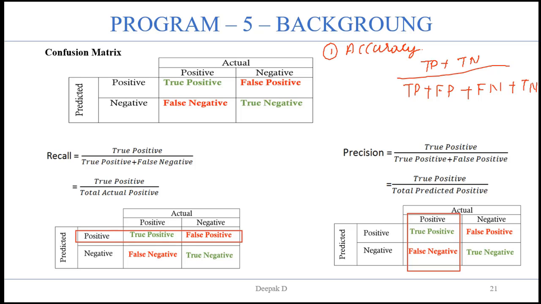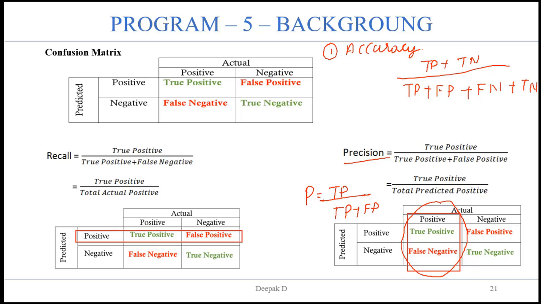Similarly, we have one for precision. Precision is the ratio of correctly predicted positive observations to the total predicted positive observations. Here you can see the formula for precision: TP divided by TP plus FP. By using this formula we can identify the precision.